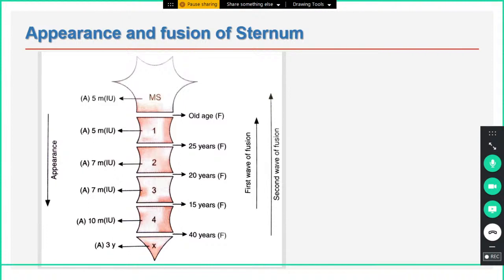So the xiphoid will not be fused in all of you.